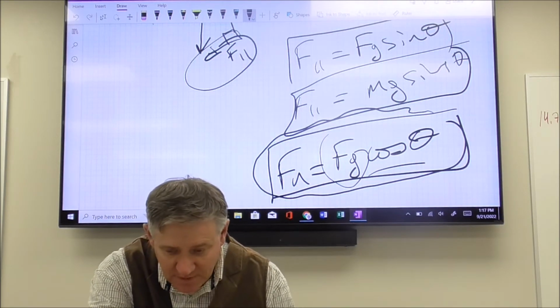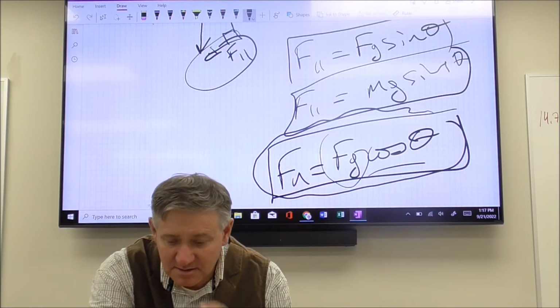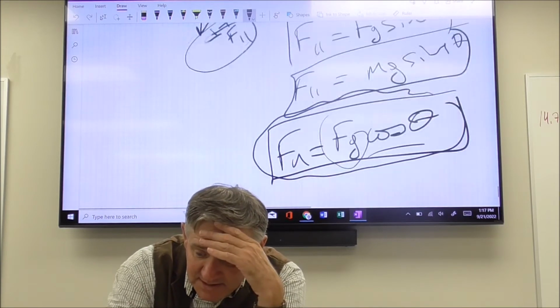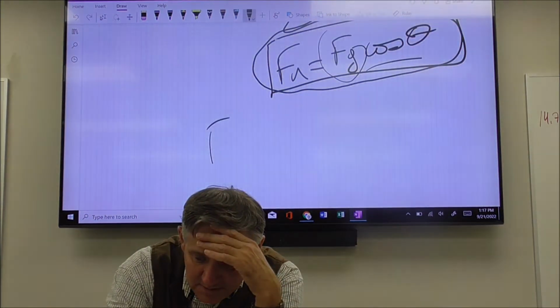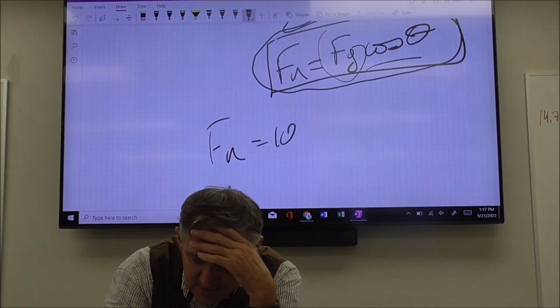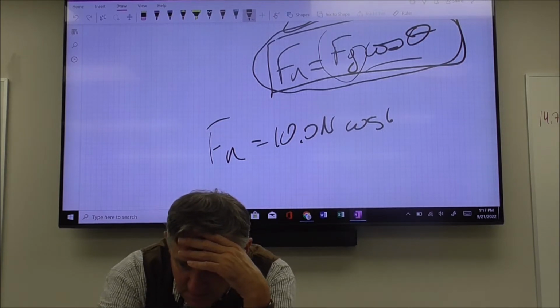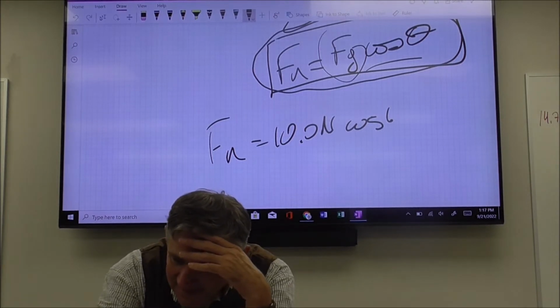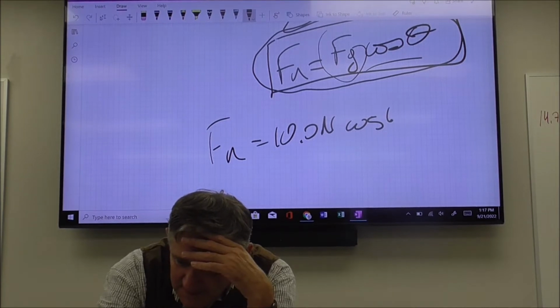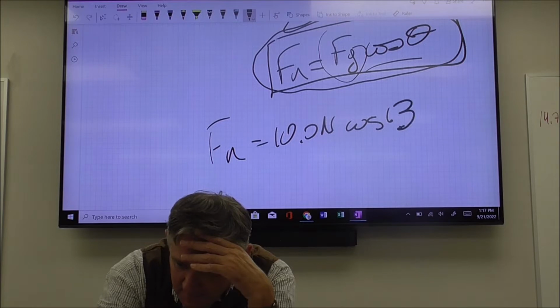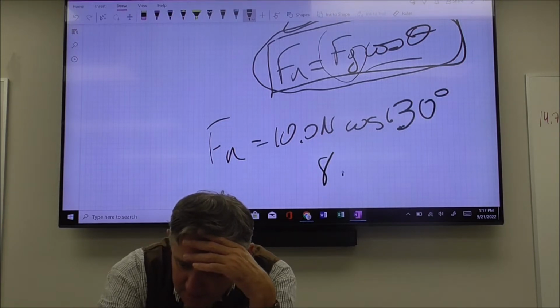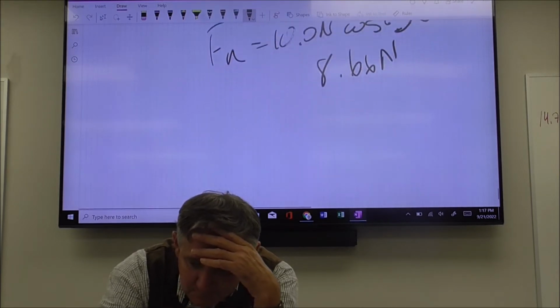So with this one, I need somebody to do this calculation. So I need to know what that normal force is going to be. So that normal force, somebody take 10 newtons times the cosine of 30 degrees. Is it 5 newtons? What are you saying? 10 newtons times the cosine of 30. 8.66. Square root of 3 over 2. 8.66 newtons. Okay. Over 1, right?